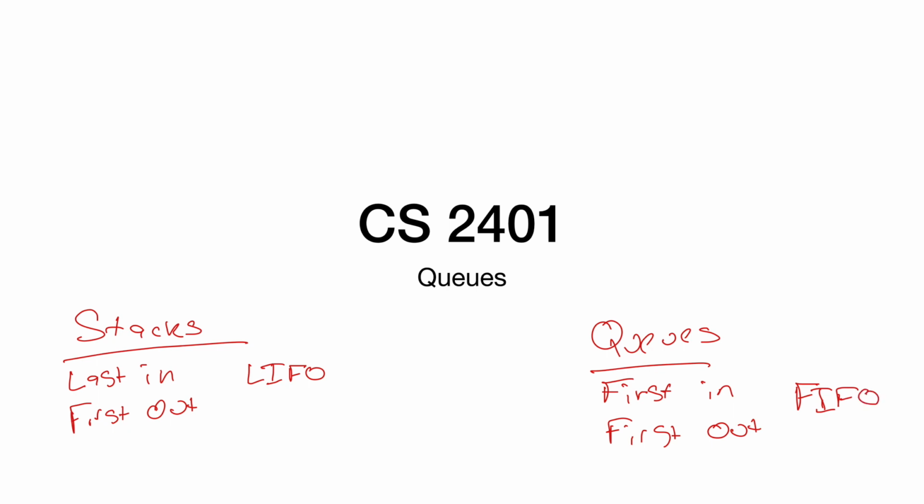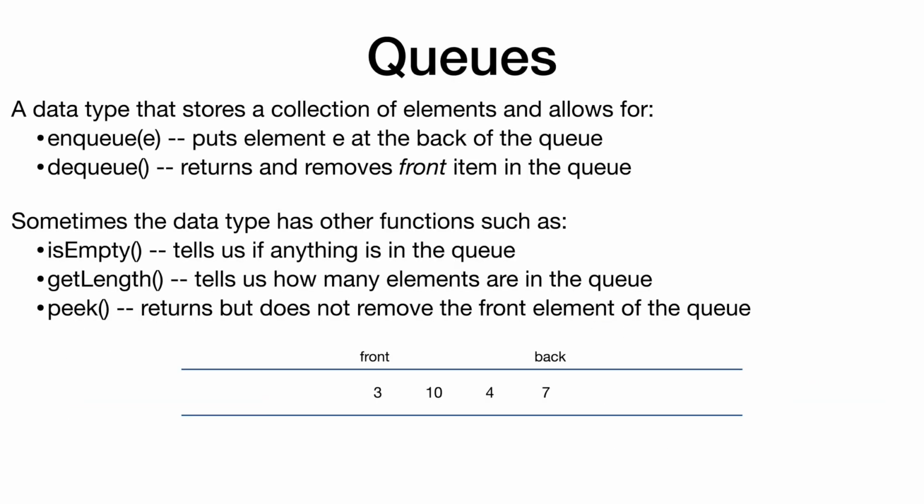Right? So queues are a data structure that store a collection of elements, just like we saw with stacks, except now we don't have push and pop. We have methods that we call enqueue. Enqueue puts an element at the back of the queue. So here's the back of our queue. Dequeue returns and removes the front element of the queue. So you're adding into the back and you're taking out from the front.